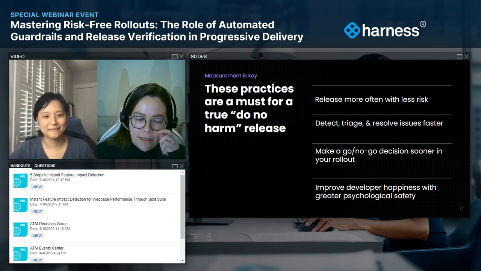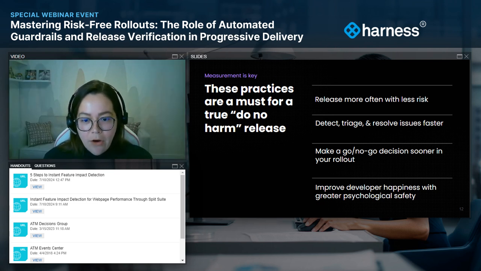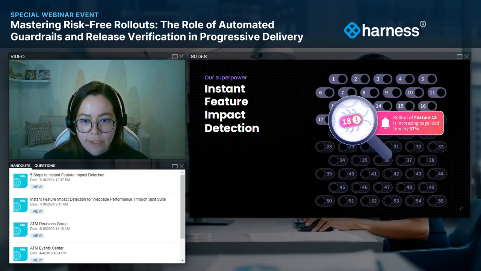Thanks, Evie. As Evie mentioned, Harness has many products, and Split feature management and experimentation is one of Harness's products that can help you implement these best practices and achieve risk-free rollouts. We do this with a capability that we call instant feature impact detection, which pairs your feature flags with all the data that you care about, whether that's performance, behavioral, business data, or others.